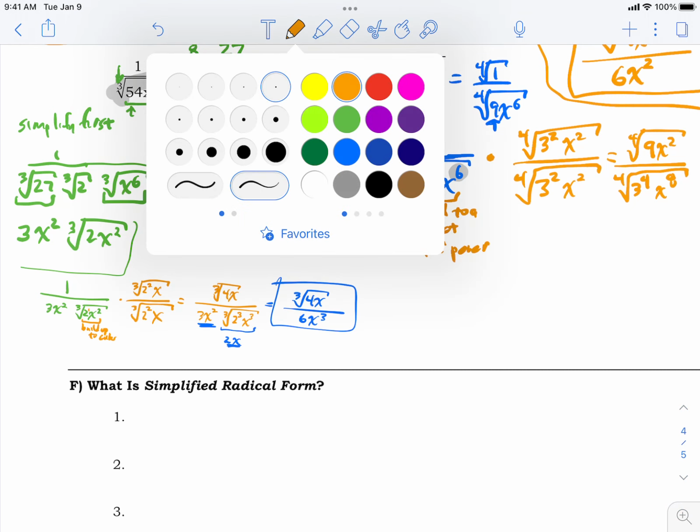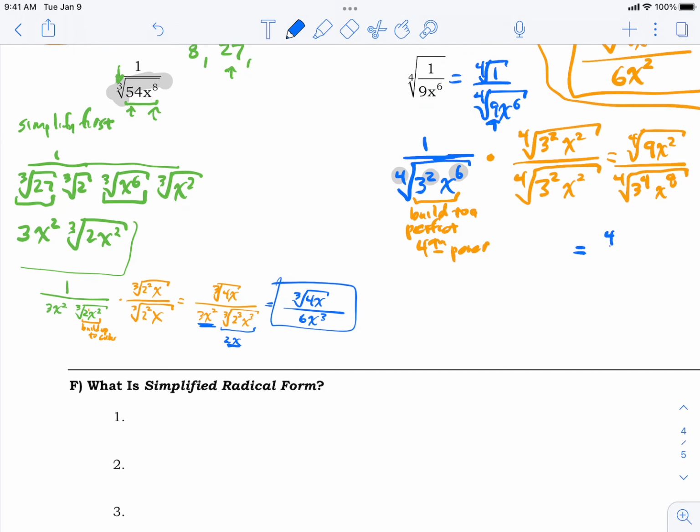So now I can simplify, because the top is, well, it is what it is, fourth root of 9x squared, fine. The bottom is, you take the fourth root of 3 to the fourth, you get 3. You take the fourth root of x to the 8th, remember 8 divided by 4, you get x squared. And so actually this problem was shorter than the one before it. So look at that, fourth root of 9x squared over 3x squared. Okay, cool.